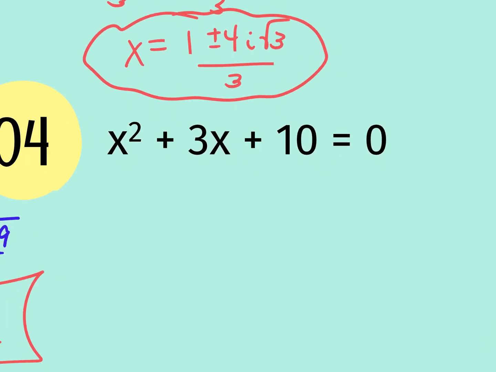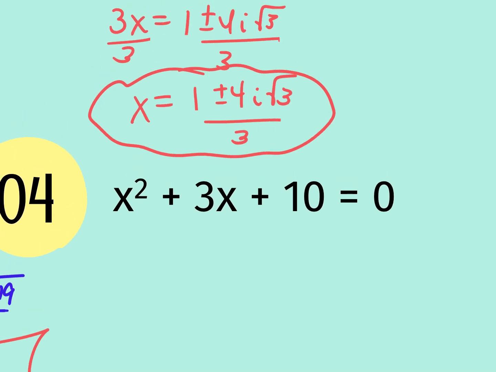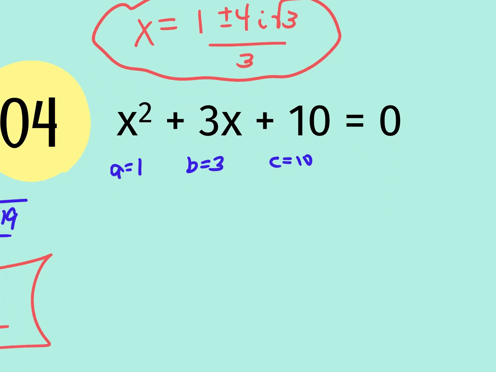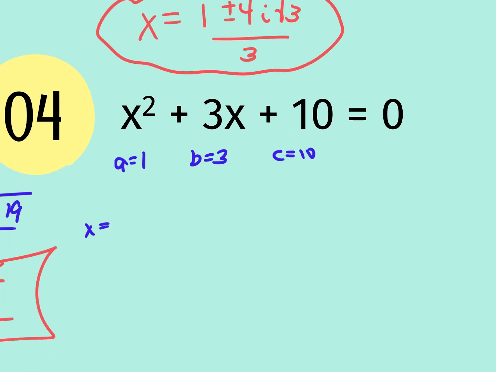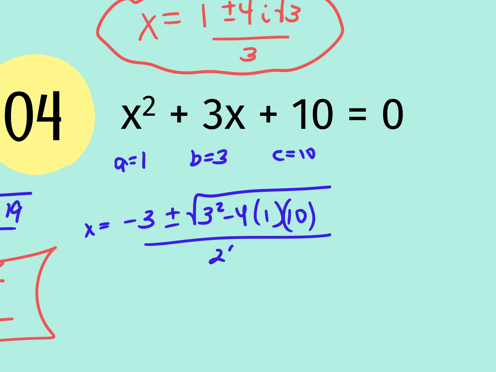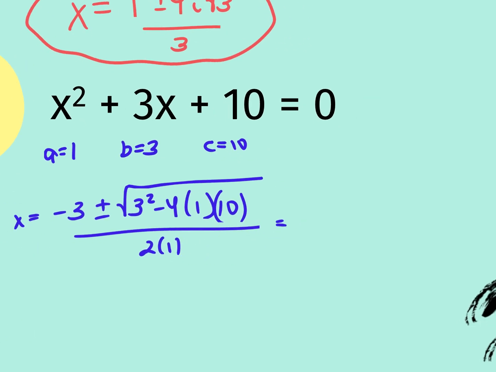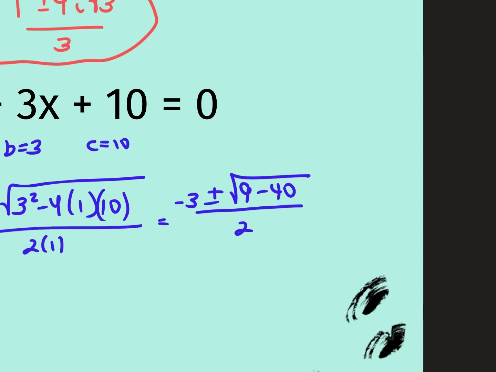Quadratic formula or completing the square here? Quadratic, okay. So a equals 1, b equals 3, and c equals 10. So x equals negative b, so negative 3, plus or minus the square root of b squared minus 4 times 1 times c, which is 10, all over 2 times 1. So as we simplify, negative 3 plus or minus, what's 3 squared? 9. What's 4 times 1 times 10? Good, so 9 minus 40 over 2.